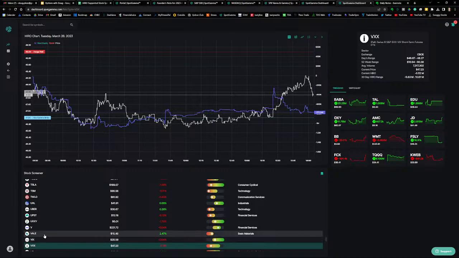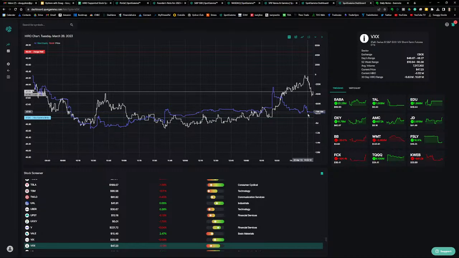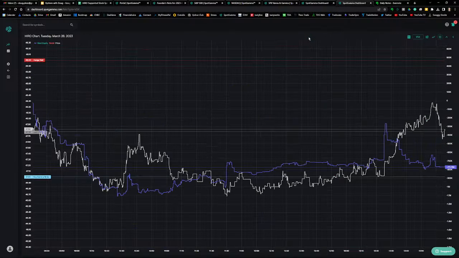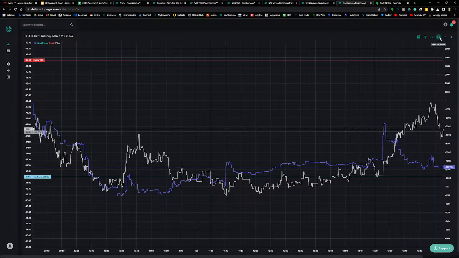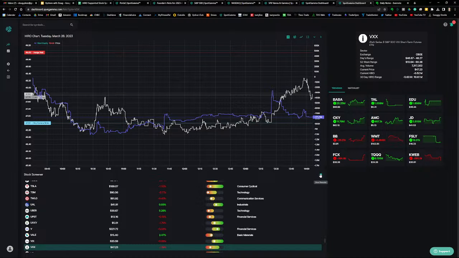So not a lot to see here. Very little in the way of options activity. And it looks like now VIX or VXX, the short-term futures ETN, is rising. All right, RJ, there's VXX. All right, let's go back to my watch list now.